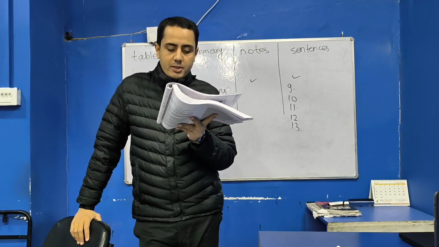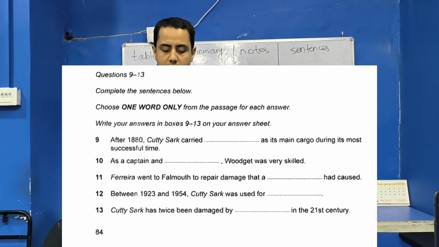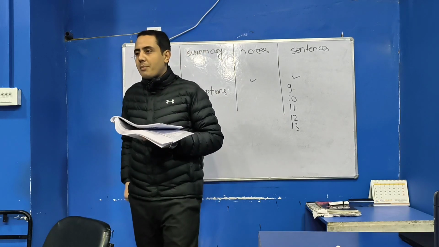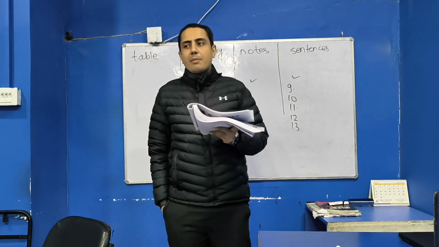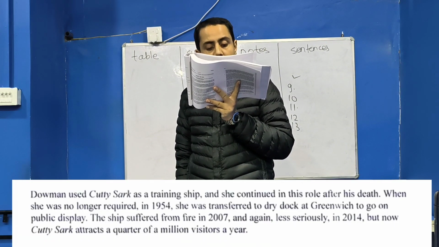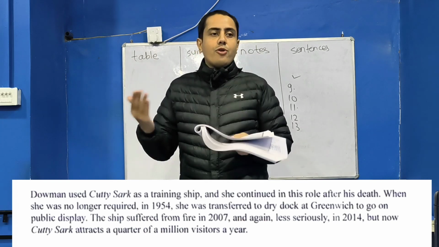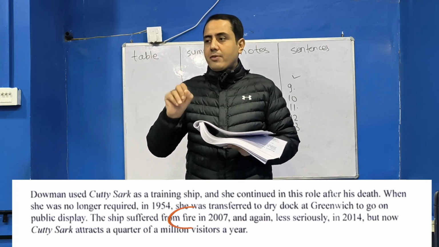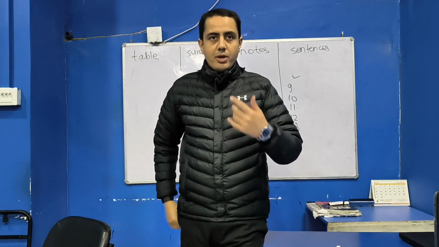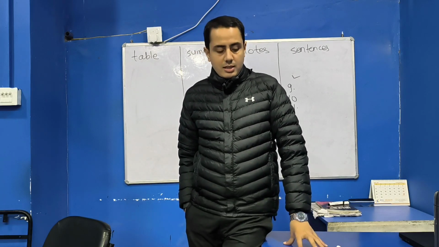And the last one, number 13. Cutty Sark has twice been damaged by something in the 21st century. So what damaged a ship? Maybe tsunami damaged the ship. Whatever damaged the ship. If you read the last sentence there, the ship suffered from fire in 2007 and again in 2014. So two times the ship suffered from fire. So must be number 13 is by fire. Fire damaged the ship. So that is what we are doing, searching for answers in that way.